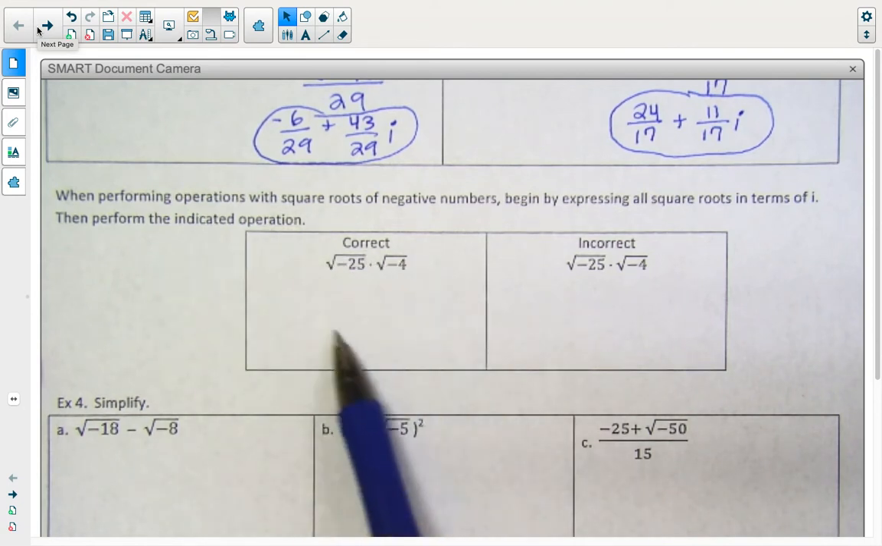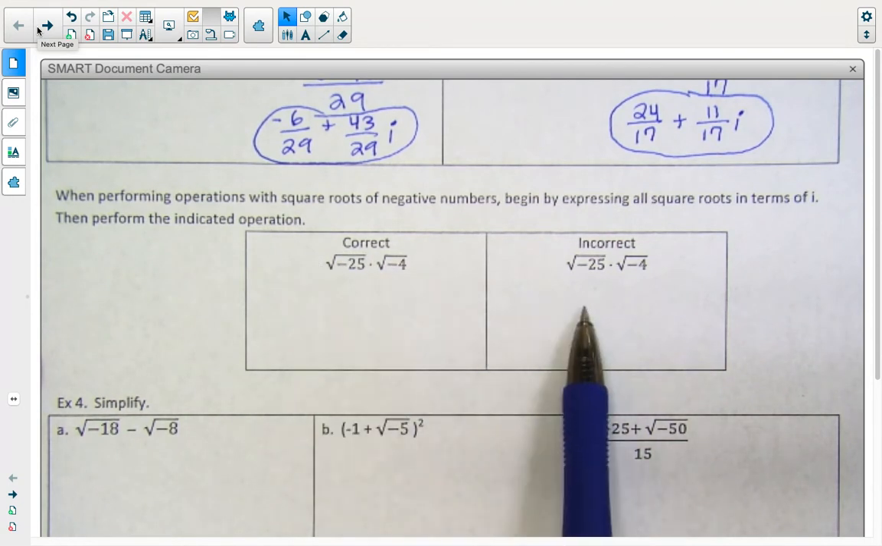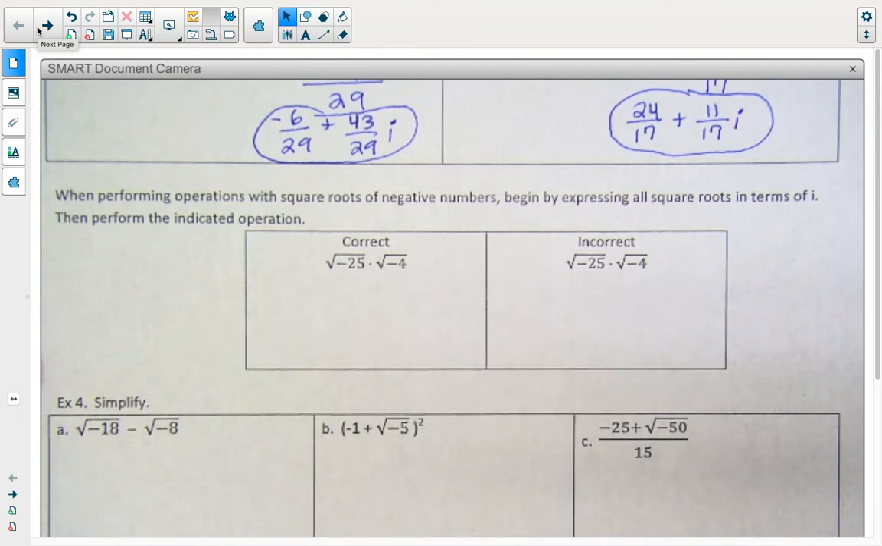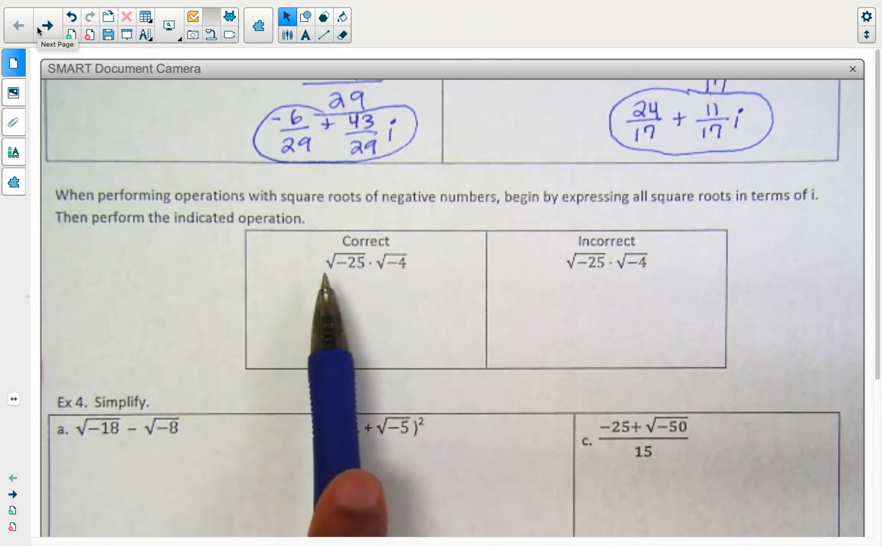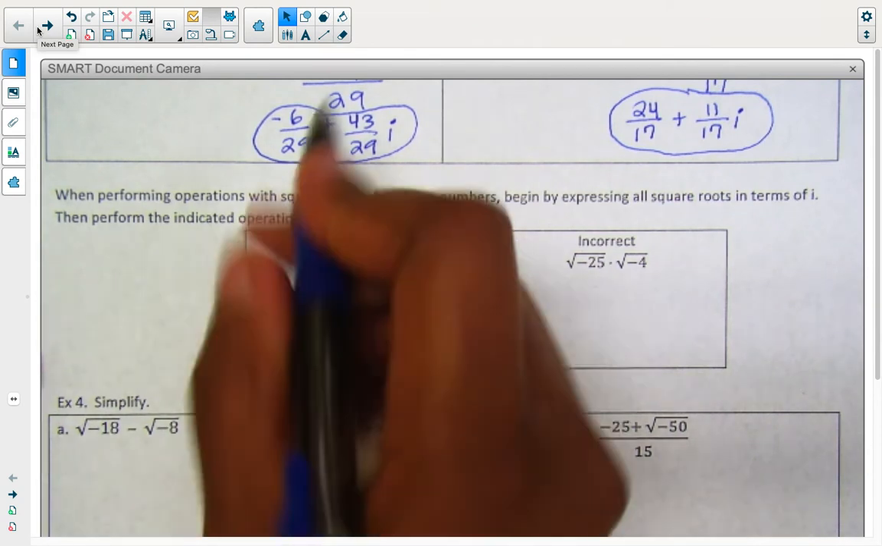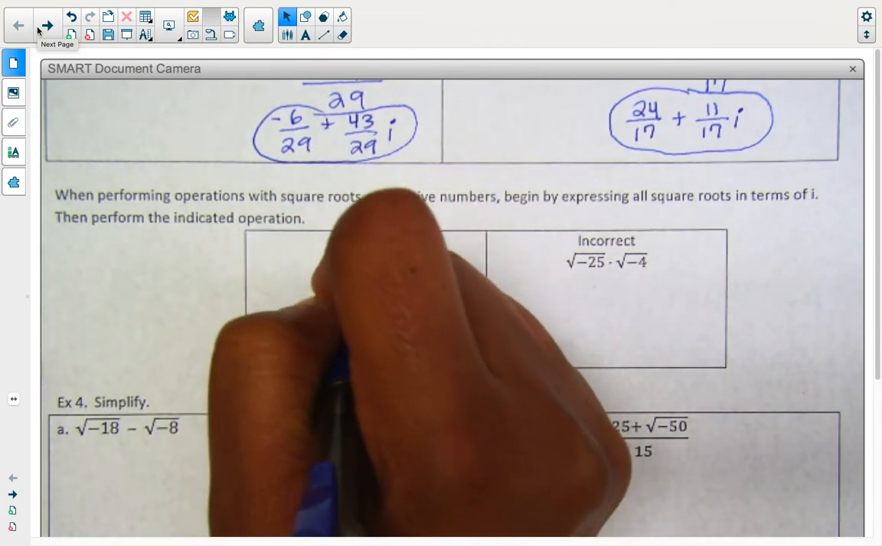So we'll go through, we'll do it the correct way, and then I'll show you the incorrect way that people tend to go. So the correct way for us to do it is to pull out the i part of the problem first, like get rid of the imaginary part. So this is i square root of 25, and the square root of 25 is 5. So this problem becomes 5i.